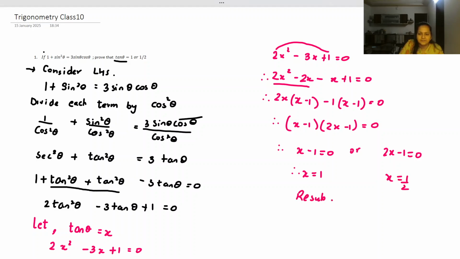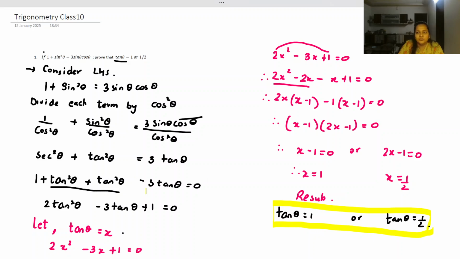Resubstituting, what do we get? What is x? If we see carefully, here x is tan theta. So we get here tan theta is 1 or tan theta is 1 by 2. And that is what the answer is. What is the required answer? Very evidently, this is your required answer. I hope you all have understood this.